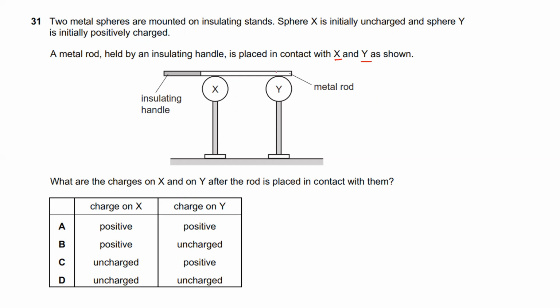So Y is positively charged, so positive charge transfers because of this wire. Half of it is over here, half of it remains on Y. So X will be positively charged and Y will be positively charged. So answer A is the best choice we get.